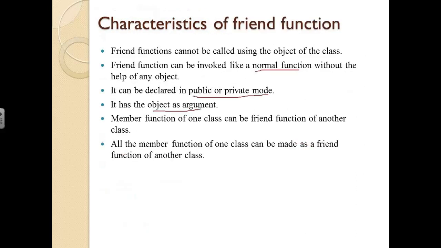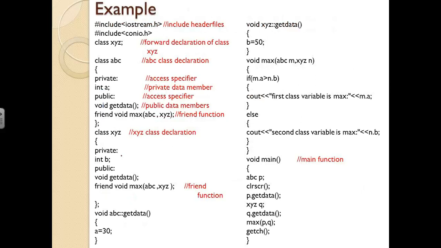Now let me show you the example for a friend function. Here I have declared one class called XYZ, and I have another class called ABC. Here I am giving the ABC class definition. The access specifier is private, and I have a private data member A. Under public mode, I am creating two member functions: one is get data, and the second one is void max.